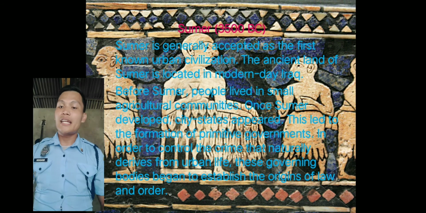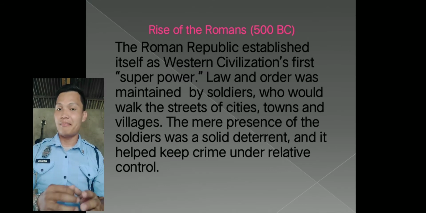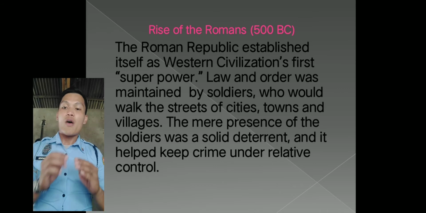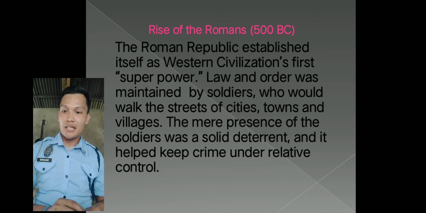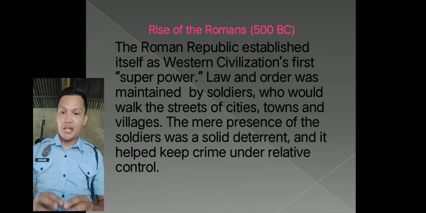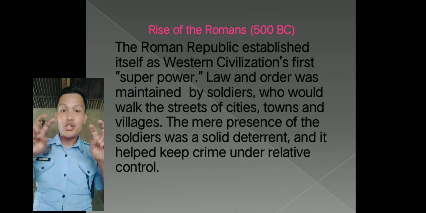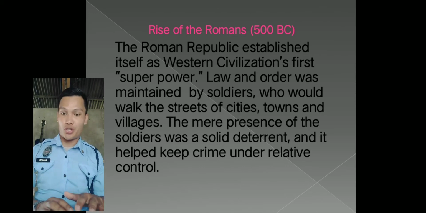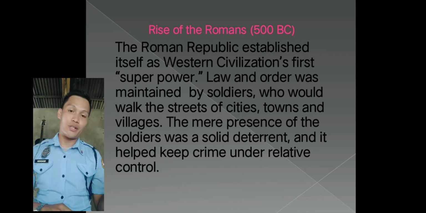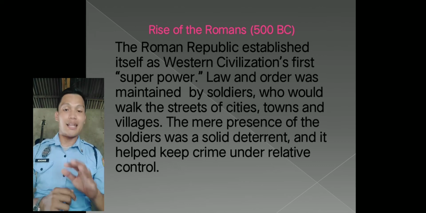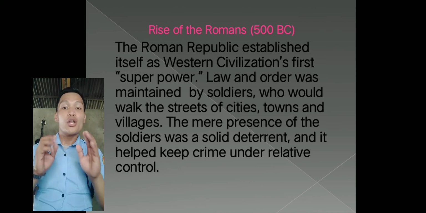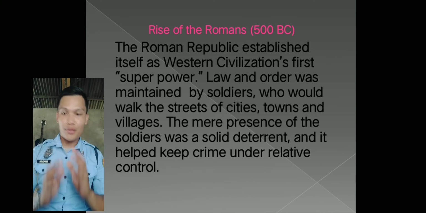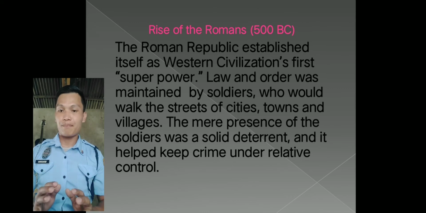So, in the rise of Romans in the late 500 BC, the Roman Republic established itself as Western civilization's first superpower. It is called a superpower. Law and order was maintained by soldiers. Those soldiers before had very high power and authority to do those things.